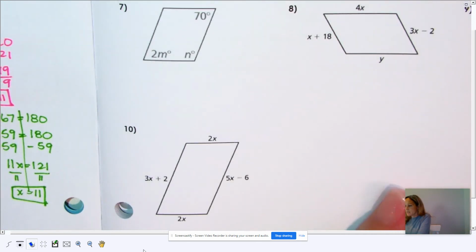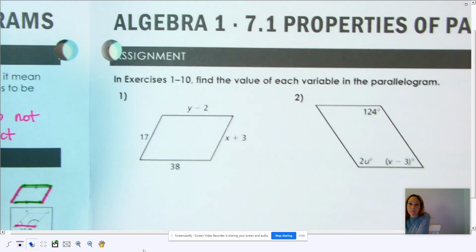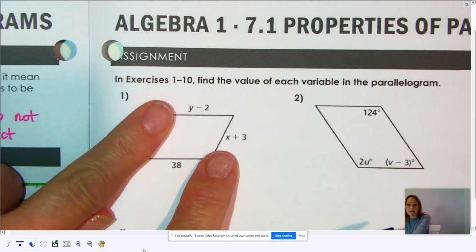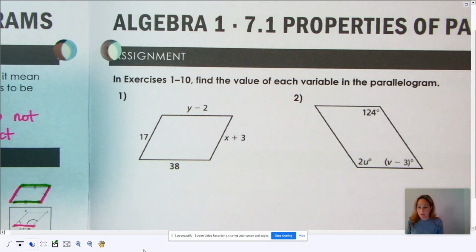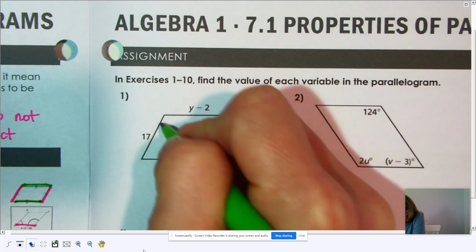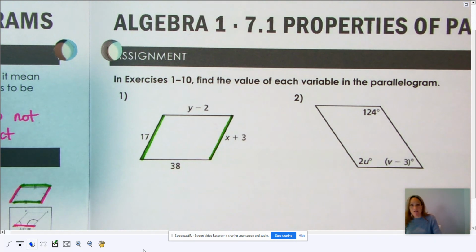So here is question number 1 on the homework assignment in Canvas. This says to find the value of each variable in the parallelogram. So we see right here, there's 2 different letters. That means that we're going to have to put in 2 different answers. So I'm going to start alphabetically with x, y, z. And I know that it's opposite from that 17.